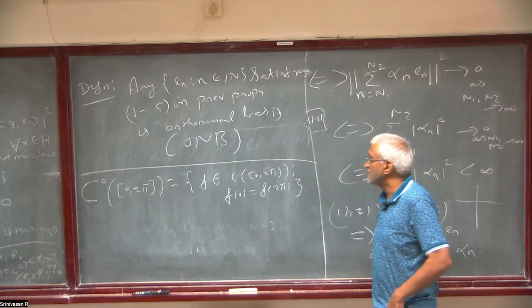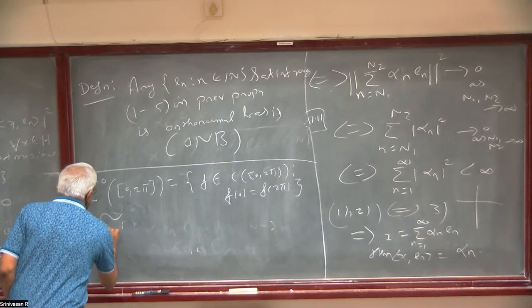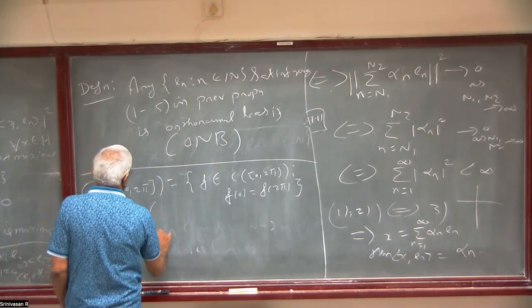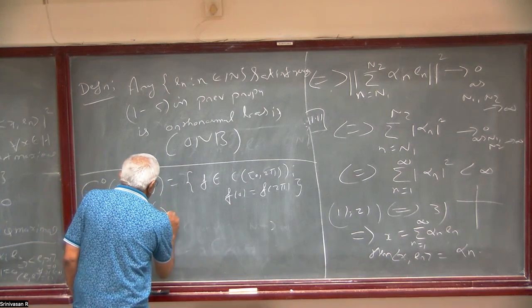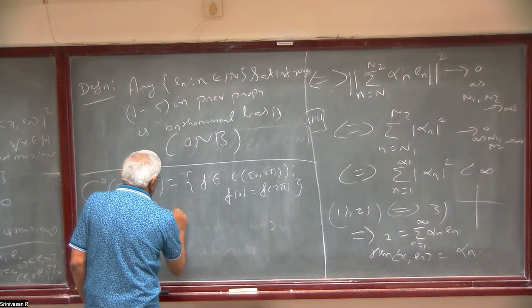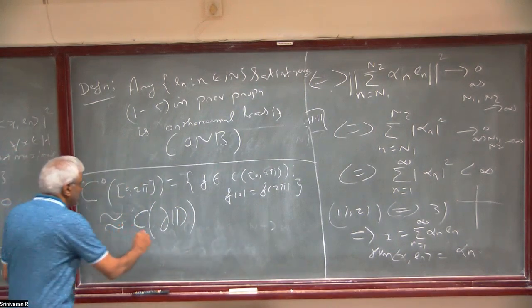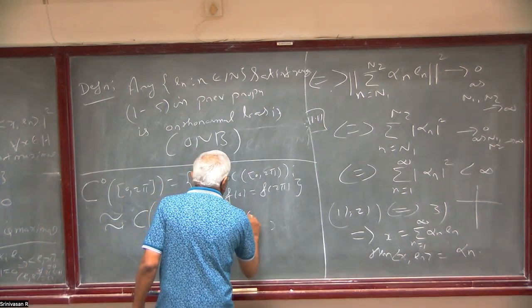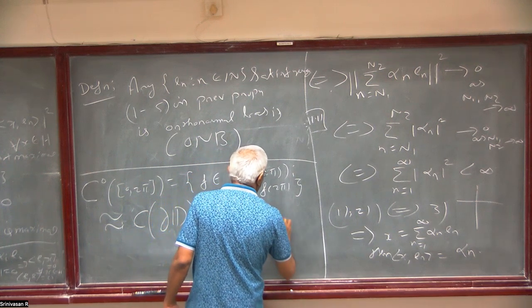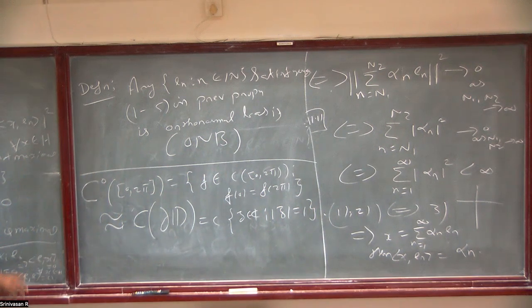So this is actually isomorphic to C of the circle. What notation shall I use? I use dou D or T. The boundary of the complex disk. This is nothing but T, the set of z in C with mod z equal to 1. The disk is mod z less than or equal to 1, and this is the boundary of the disk.